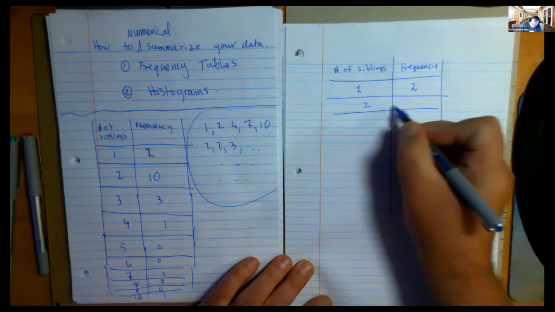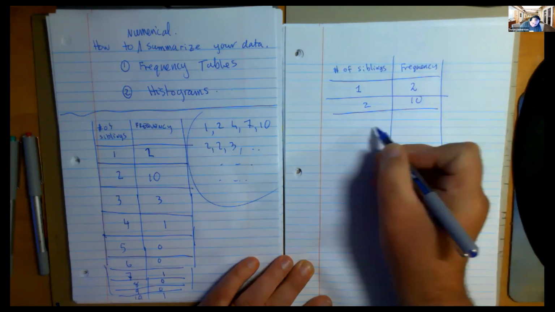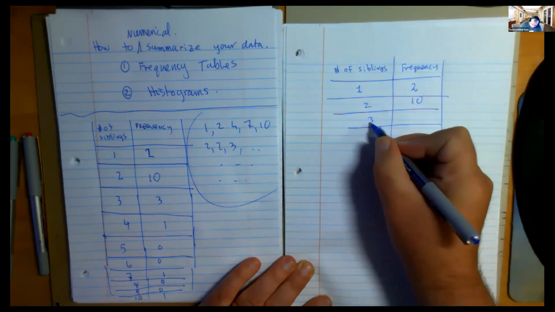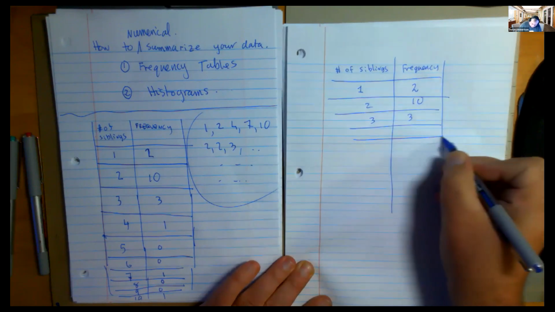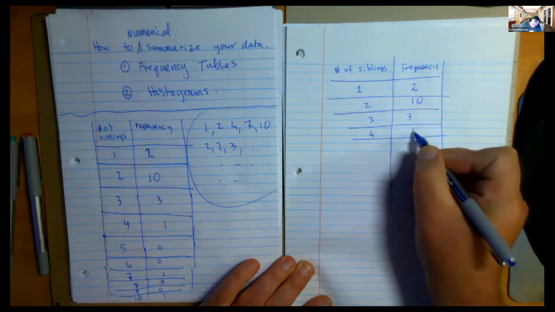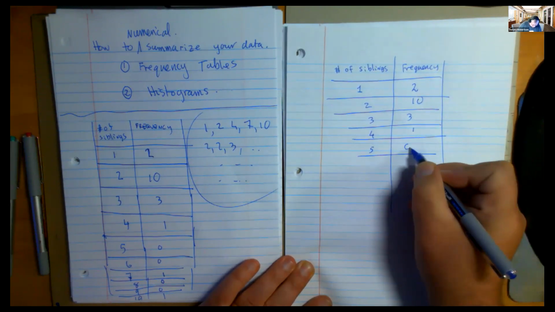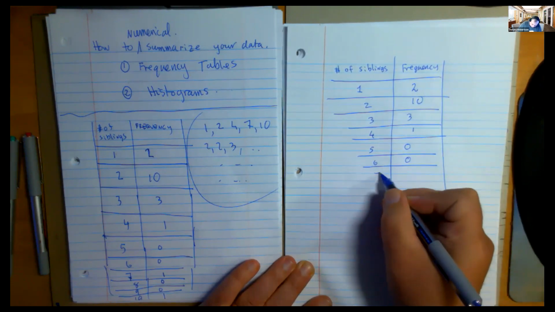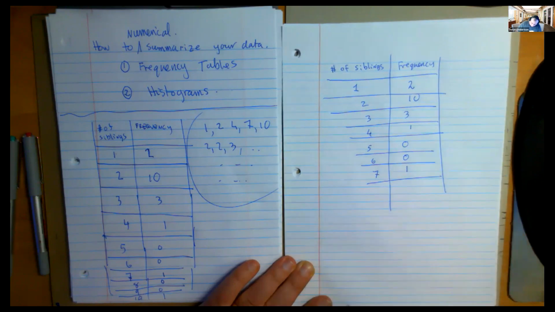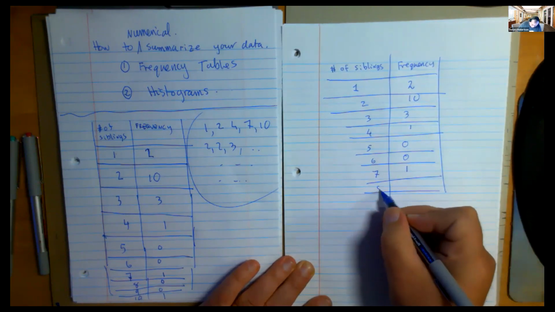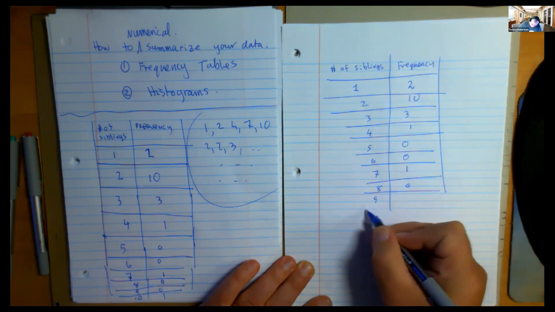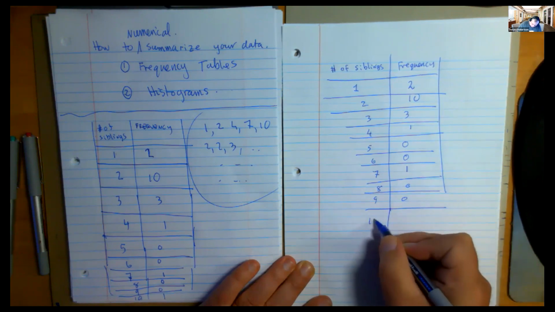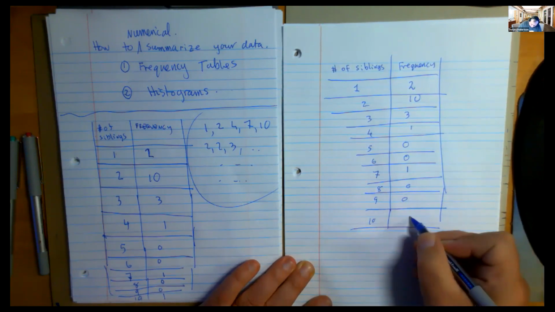And 2 in the family, there were 10 of those. And 3 in the family, there were 3 of those. 4 in the family, we had 1. 5, 6, 7, and 8, and 9, I believe. No, I missed that. 1 with 7. I'm not sure how neat that is, but at least it's different, right?